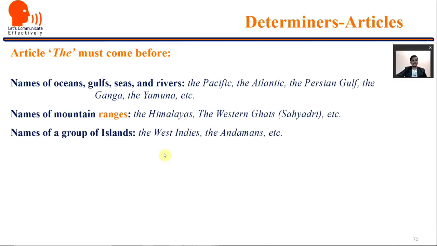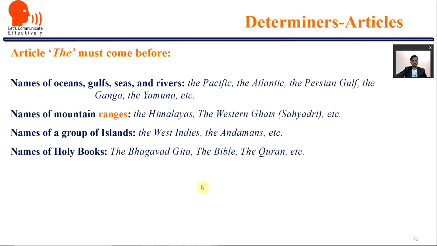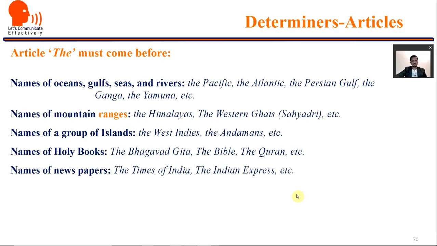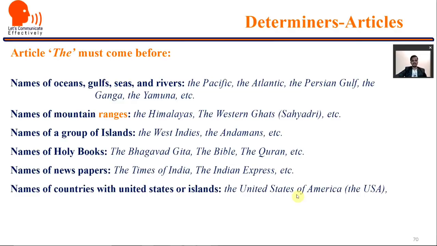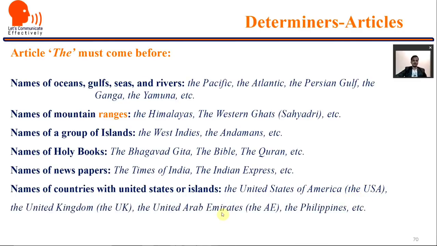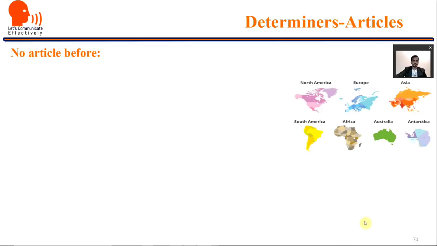Next, names of a group of islands, the West Indies, the Andamans, etc. Names of holy books, the Bhagavad Gita, the Bible, the Quran, etc. Names of newspapers, the Times of India, the Indian Express, and so on. Names of countries with united states or islands. The United States of America. That's why we say the United States of America or the USA, the UK, the United Kingdom, the United Arab Emirates or the UAE, the Philippines.